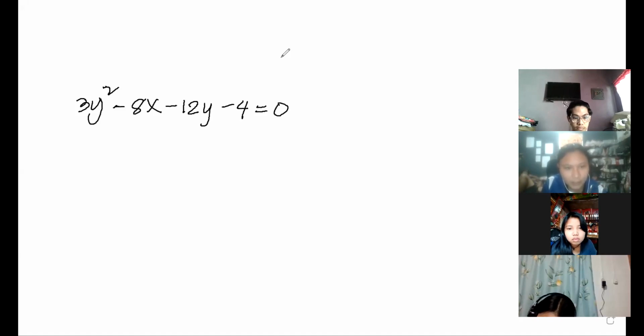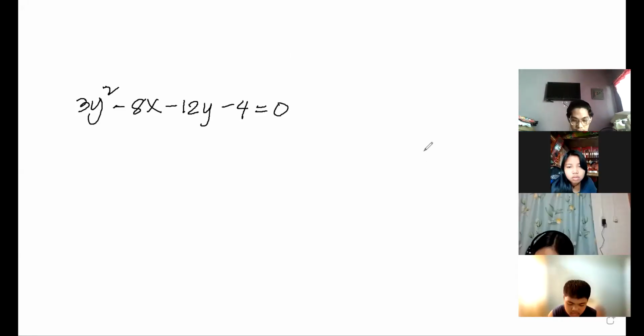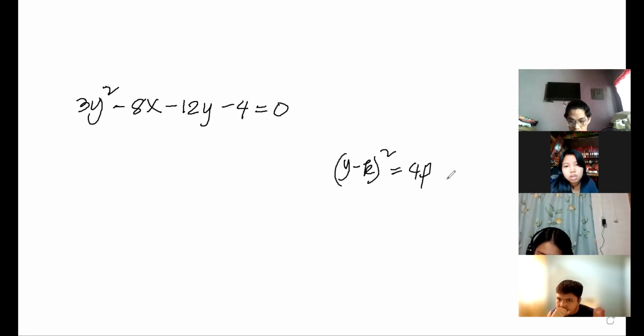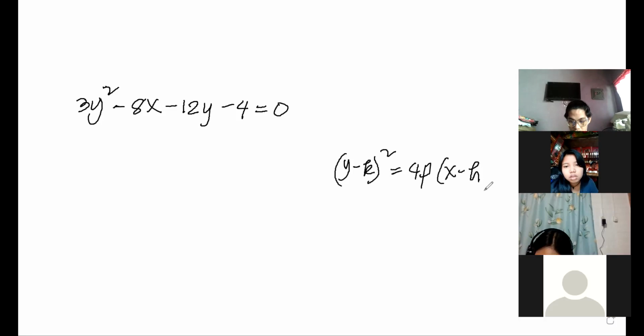Okay, what should be the first step? Find the equation, sir, to be used. Okay, so what equation will we use, Lorin? Good start. The quantity of y minus k squared is equal to 4p. Ay, right, followed by the quantity of x minus h. Very good.